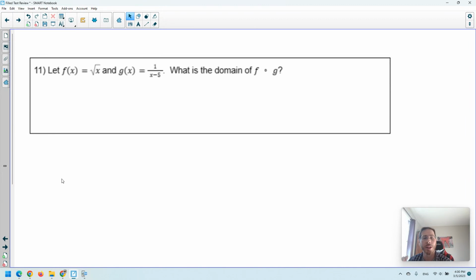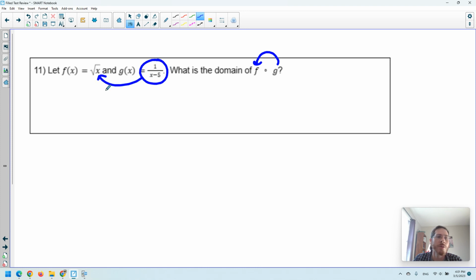So for 11, now we got a composition. So for our composition, remember the idea here is we're going to plug G into F for the X. So I'm going to take this part for G and plug it into this part for the X. So that means that F of G, since it didn't say of X, is going to become the square root of 1 over X minus 5.